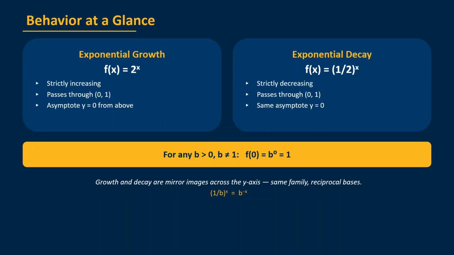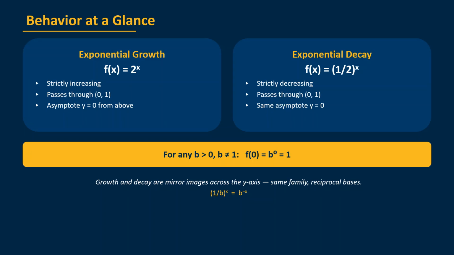Now consider the decay counterpart, f of x equals 1/2 to the x. This function is strictly decreasing, yet it shares two fundamental properties with the growth case. It passes through the same point 0, 1, and it exhibits the same horizontal asymptote at y equals 0. Indeed, for any positive base b not equal to 1, f of 0 equals b to the 0, which equals 1. This is a direct consequence of the exponent 0 rule established in week 14. Any non-zero base raised to the 0th power equals 1.